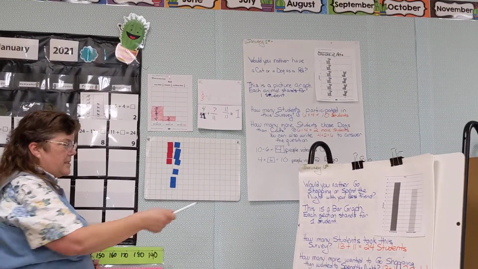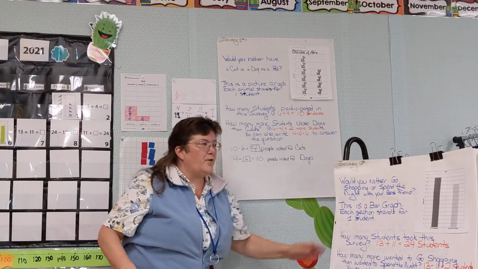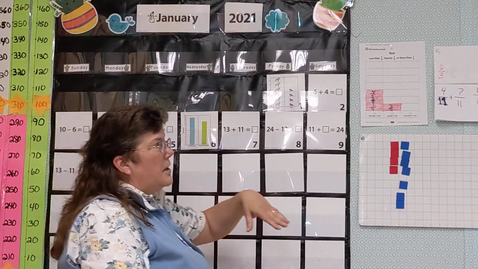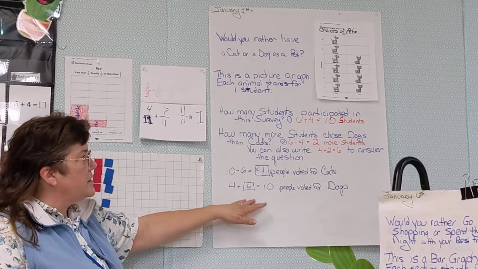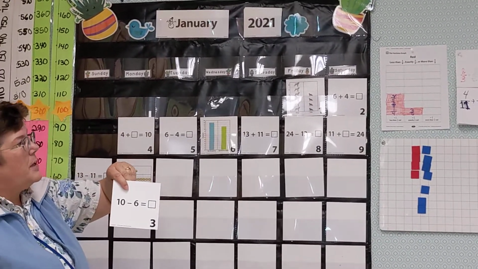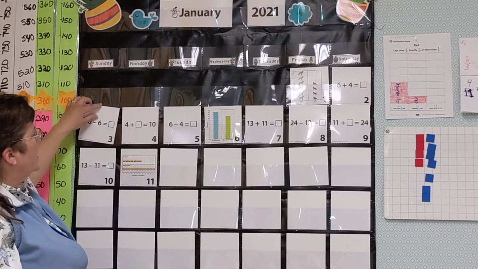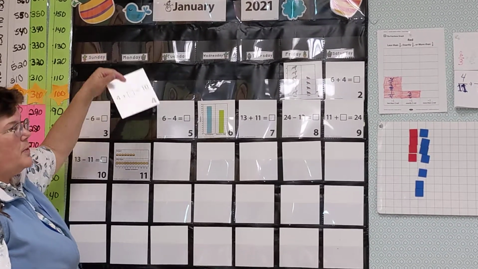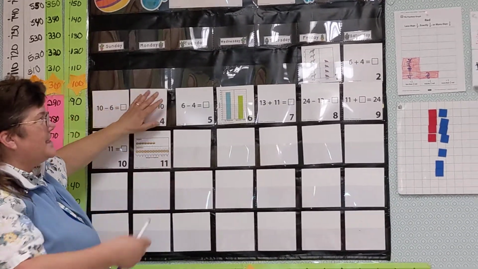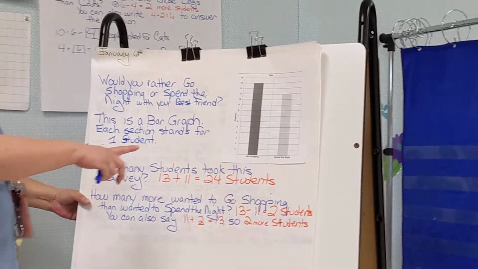I think I'll hold on to this because I'm going to have to do some writing. So after we finished Friday, I made sure that I checked all the cards that we had, all the equations. So this card told us how many people voted for cats. And this card told us how many people voted for dogs. Okay, now let's get into our new chart. Our new chart is a bar graph.